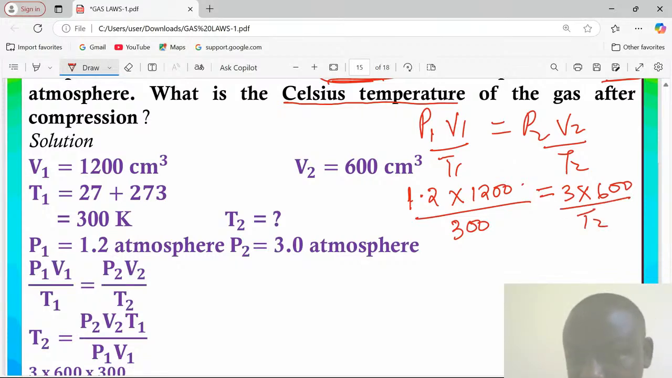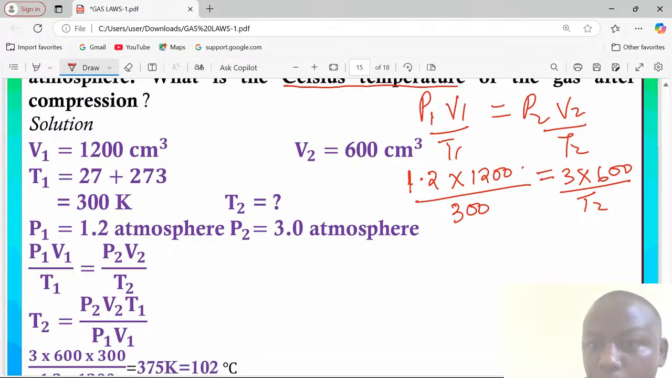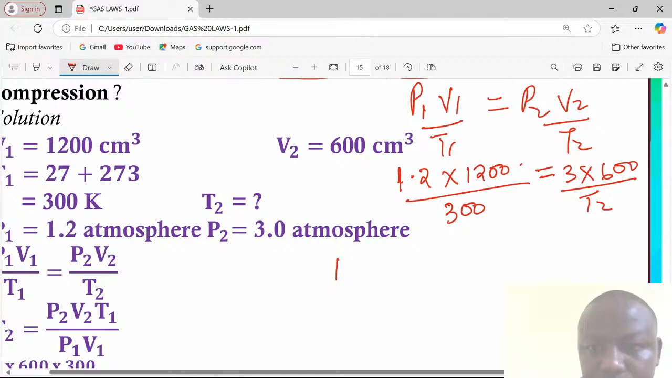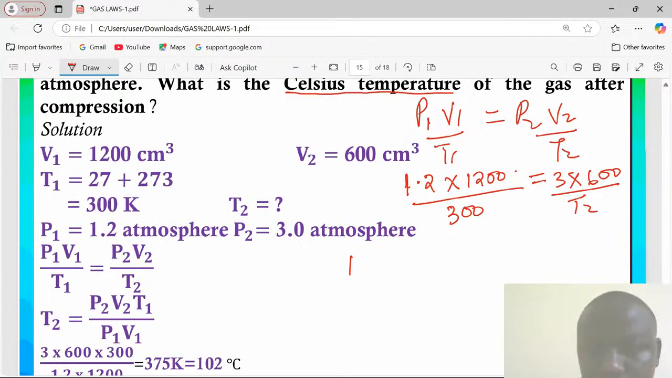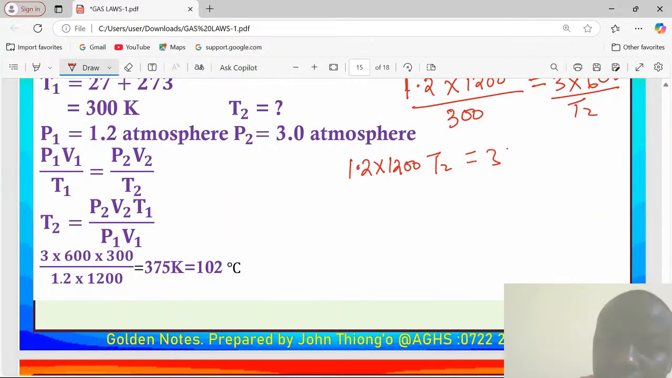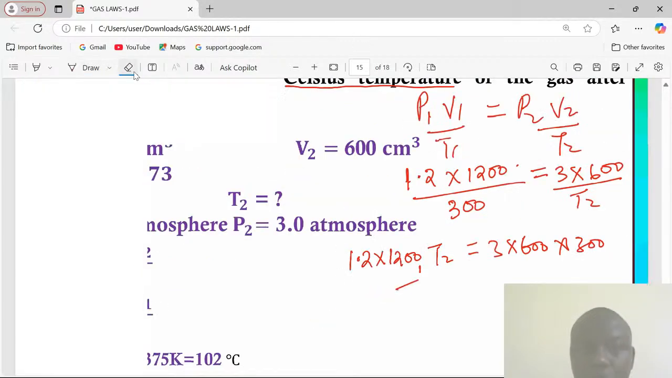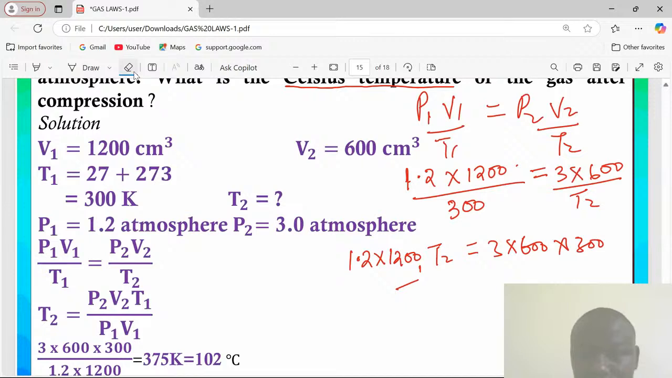So let's get temperature 2. For us to get temperature 2, we have to cross multiply 1.2 by 1200. Sorry, 1.2 by 600 by 300. After the cross multiplication, how do we remain with T2? Who tends to get stuck? Those are the people I'm helping to know how to maneuver through unknowns.